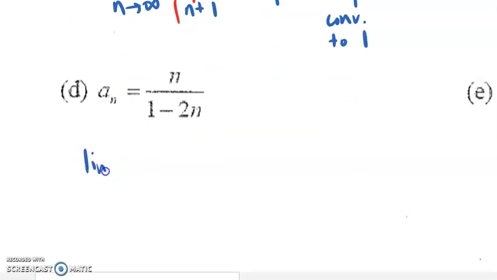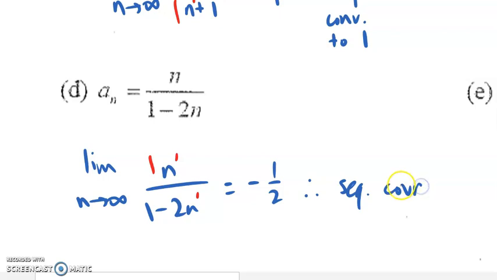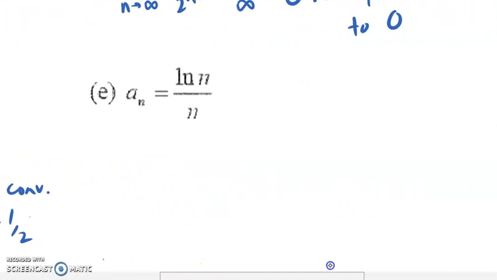All right, so let's look at this next one, part 2D. We'll take the limit as n approaches infinity of n over 1 minus 2n. Well, the degree on the top is 1, the degree on the bottom is 1, so we're going to look at the coefficients of 1 and -2, and we get -1/2. Therefore, the sequence converges to -1/2.